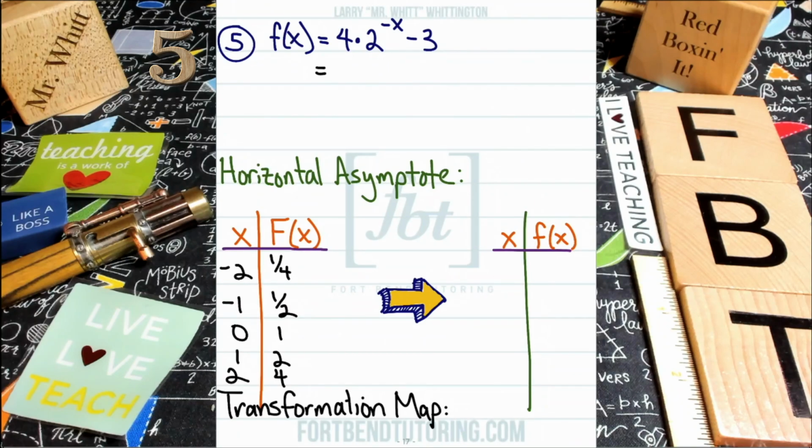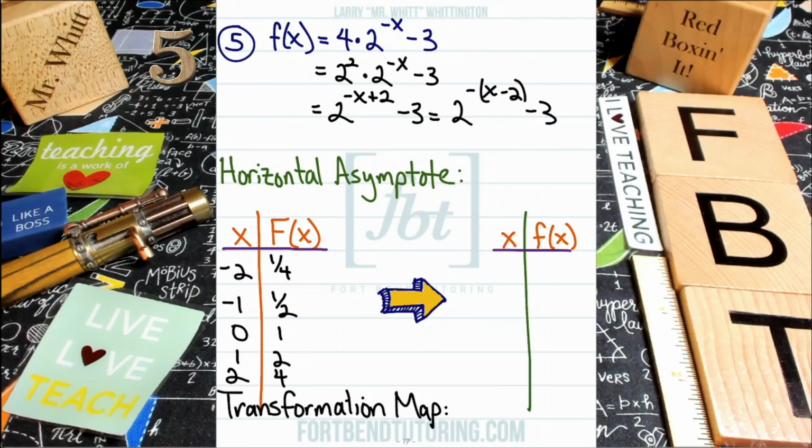For instance, we could say that 4 is equivalent to 2 to the 2nd power times 2 to the -x minus 3. Well, because we are multiplying like bases, the exponents will add. So you'll end up with 2 raised to the -x plus 2 minus 3. After factoring out a negative in your exponent, you'll have 2 to the negative quantity of x minus 2, minus 3. And with that, we can identify our A, B, C, and D values here.